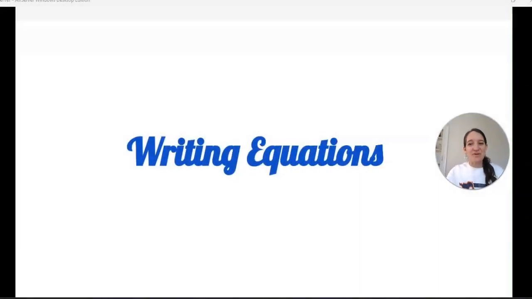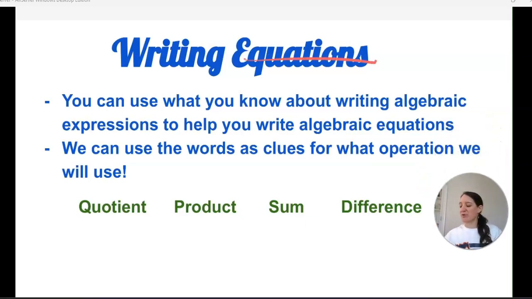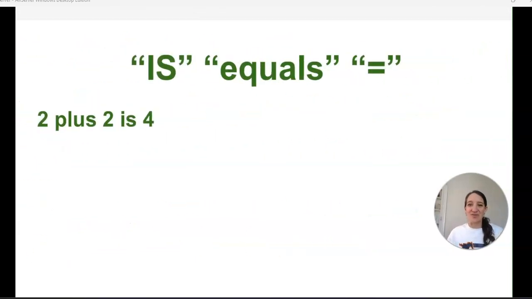Today we are going to be writing equations. Now you might be like, we've already had this lesson. Yeah, well, we wrote expressions. And you guys rocked at being able to use the word quotient for divide, product is times, sum is add, and difference is subtract. We're going to use those words for today's lesson again. But again, instead of writing expressions, we're going to be writing equations. So the only thing that's different is that we're including an equal sign.